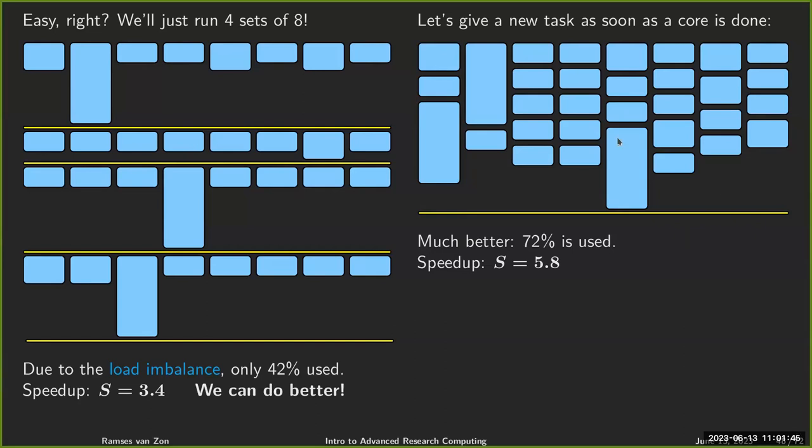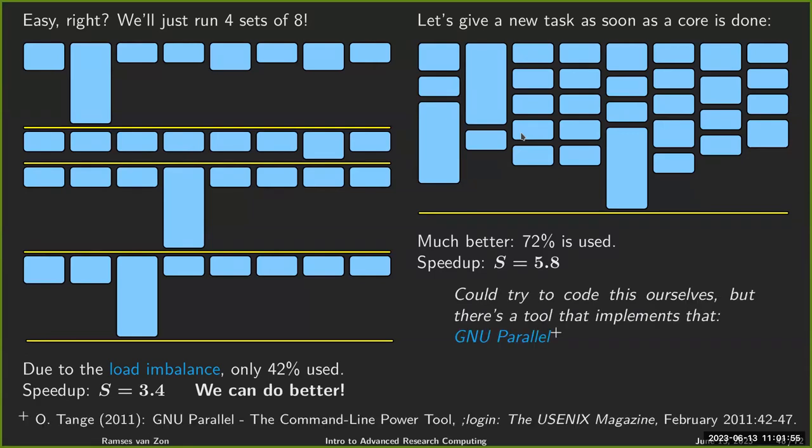You want to load balance, but coding this yourself is tricky and error prone and not necessary, because there's a tool that does that. The tool that we're going to use to scale up our so far serial code for the bond break is called GNU Parallel. Here's a reference for it, if you're going to use it.